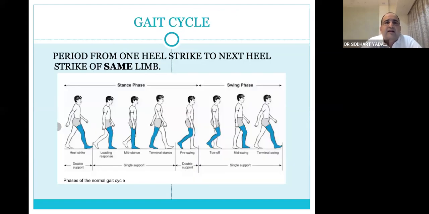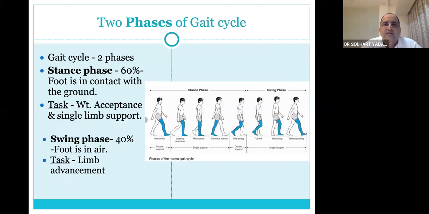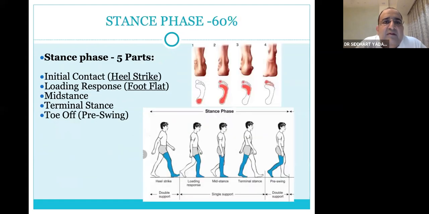This is important. Now gait cycle. Gait cycle is the period from one heel strike to the next heel strike of the same limb. This is called gait cycle. There are two phases of gait cycle. One is stance phase, which is 60%, when foot is in contact with the ground, and the main task is weight acceptance and single limb support. The second phase is swing phase, which is 40%. In that, the foot is in the air and the task is limb advancement.